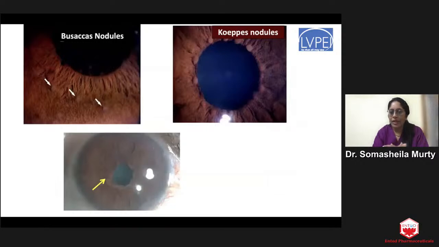So you know that in the books and also in patients and in the exams, you're asked what are Busacca's nodules, what are Koeppe's nodules. They're both the same in terms of histopathology, but K for pupil, so they are at the pupillary edge, and Busacca's are distributed over the iris. So there's another patient with Koeppe's nodules because they're distributed along the pupil.